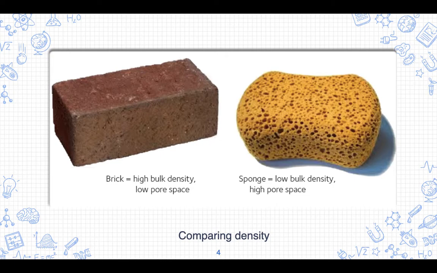The brick has a high bulk density but a low pore density, meaning that the molecules are packed really tight together and there's not a lot of space in between the molecules. If you look at the sponge, it has a low bulk density, meaning there's not a lot of mass to the actual molecules that are there, and then there's a high porosity or high pore space. So there's lots of space in between the molecules themselves.